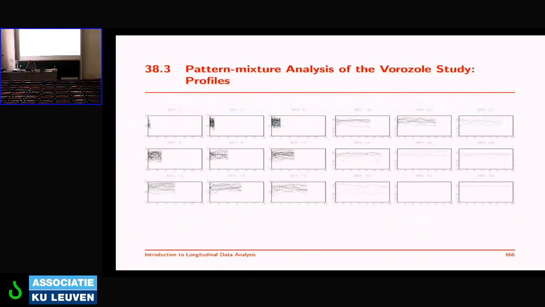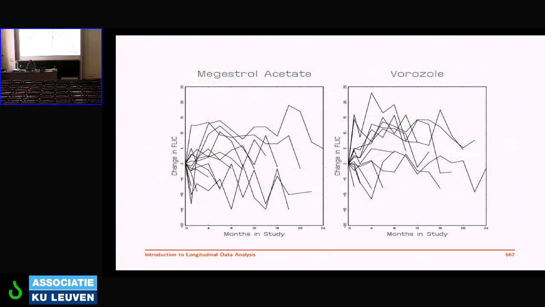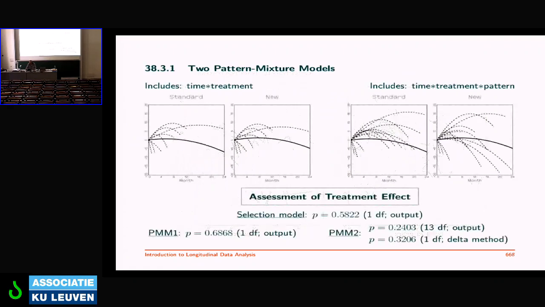Okay, here we have a quick plot of the profiles for all patients taken together depending on the number of months they were in the study, and here there are the spider plots of the pattern-specific profiles for each of the two treatment arms. Sorry, that was too quick.